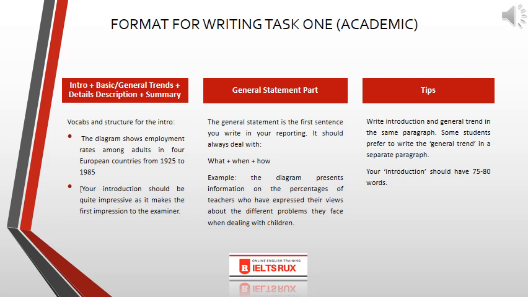Now if we'll move on to the third column, here are some tips. So the tip is write introduction and general trend in the same paragraph. You have to always write the introduction and the general trend in one paragraph. Don't separate it, because here we are not writing the essay, we are just writing a simple and short task 1 answer, which will be only in 150 words. So we have to see to it that we will not exceed the word limit.